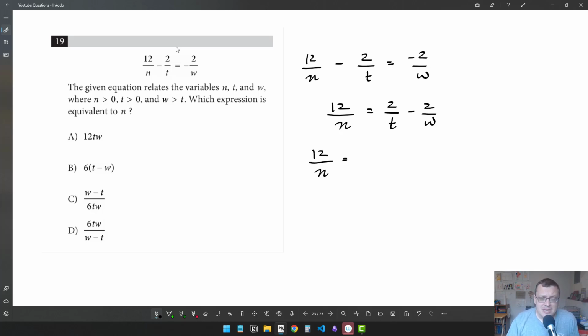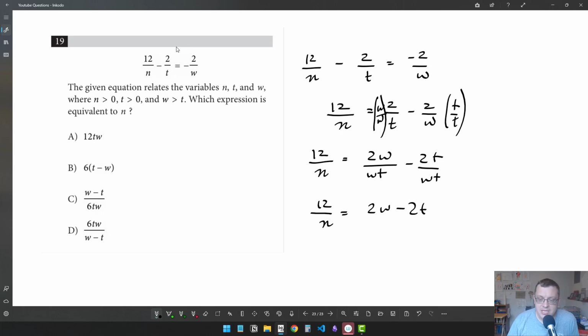So I need to get a common denominator, so I'm going to multiply this one by w over w and this one by t over t, because when I see the denominators are originally t and w, a good common denominator would just be the product of those, wt. So I'll multiply this by w over w and this by t over t so that we get that common denominator. So I'm going to get 2w over wt minus 2t over wt. And now that they have the same denominator, I can just subtract the numerators, right? 2w minus 2t all over that common denominator of wt.